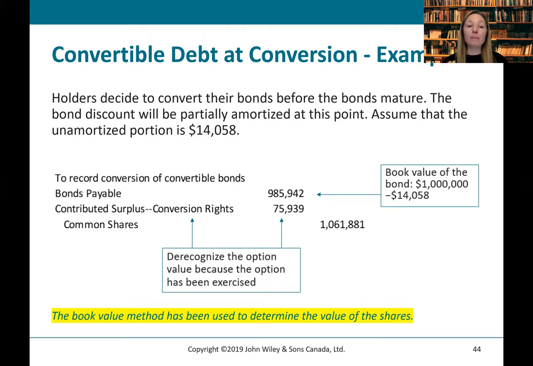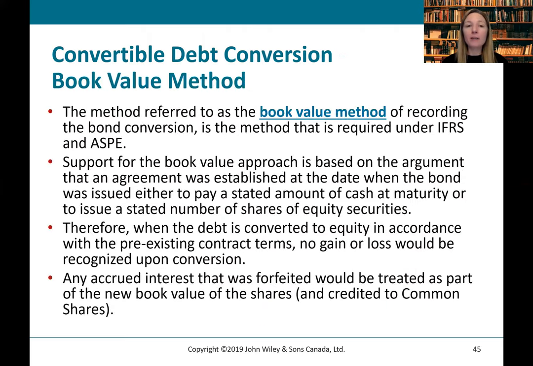And this is called the book value method. What is the book value method? The book value method is the method of recording bond conversion, and it's required under IFRS and ASPE, assuming that you're not valuing the equity at zero under ASPE.